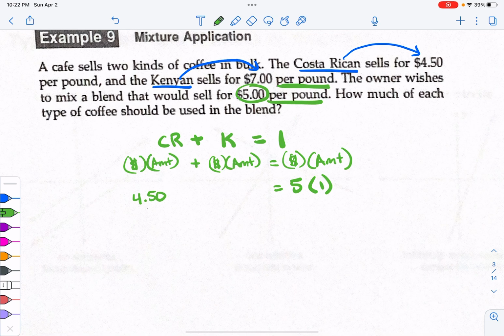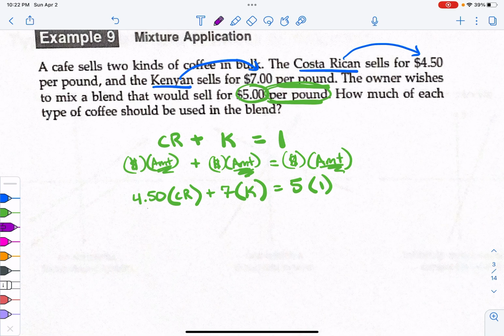$4.50 is my Costa Rican blend, and we don't know the amount for Costa Rican, so I'm just going to put CR. I'm going to use that for my variable. You can use X and Y, I don't care. Plus the $7 for the Kenya blend, and we don't know the amount. So we don't know these amounts here, but we do know the amount at the final end is per pound. That's $5 per pound. That's where the 1 comes from, okay?